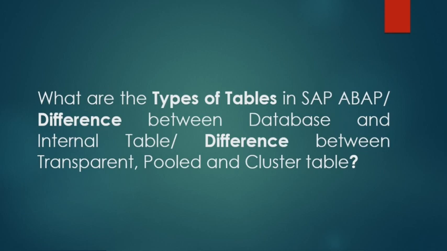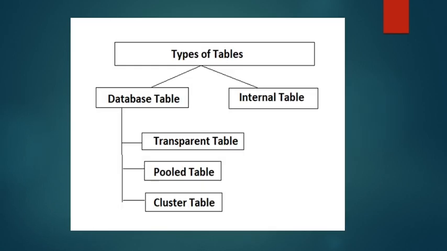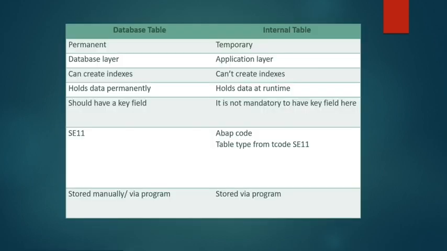So our next question is, what are the types of tables in SAP ABAP? This question can also be asked in a different way, like the difference between database and internal table, or the difference between transparent, pooled and cluster table. This tree diagram shows two basic types of tables. One is database table and the other is internal table. There are three different types coming under database table. Those are transparent table, pooled table, and cluster table.